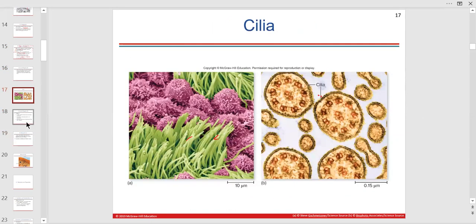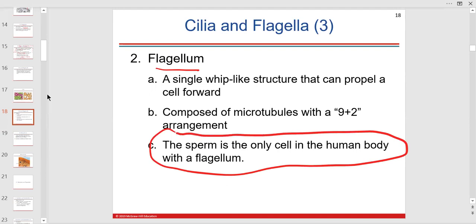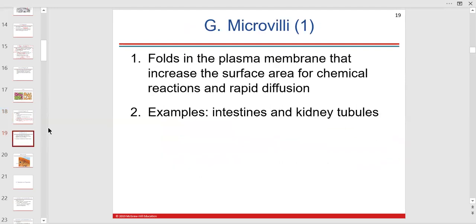Yeah, microvilli. So you need to know the difference between flagella, cilia, and this. Again, this is the tail of the sperm. It's more for locomotion as opposed to motility, moving things within a lumen or a tube. Lumen is the space in a tube. I think I mentioned this is true, except the bacteria have a lot of flagella. But in the human body, sperm is the only cell. Now we have to know the difference between cilia and flagella and microvilli.